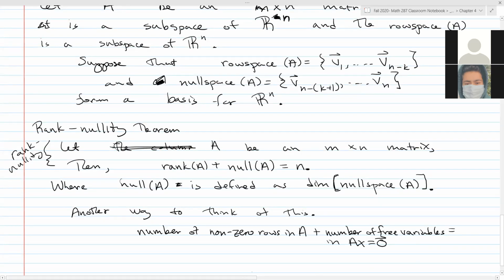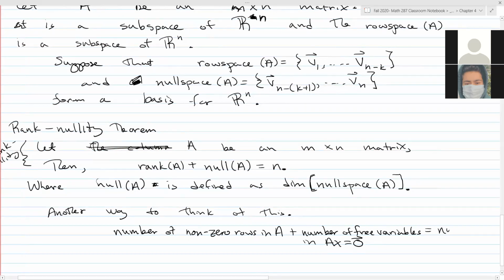We actually already saw that that was going to equal the number of columns in A. We talked about that in an earlier lecture. So what rank nullity does is it basically combines this relationship and puts it into, instead of a systems perspective, a vectors perspective. The rank of A plus the nullity of A equals n. We have the number of non-zero rows in A plus the number of free variables in AX equals 0 equals the number of columns in A. And that is the rank nullity theorem. There it is.